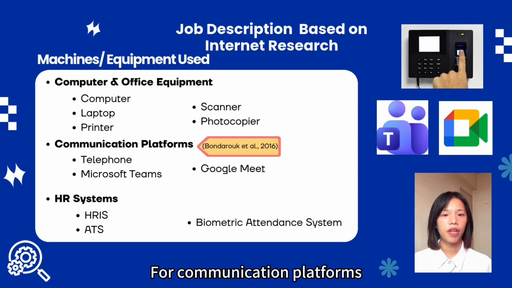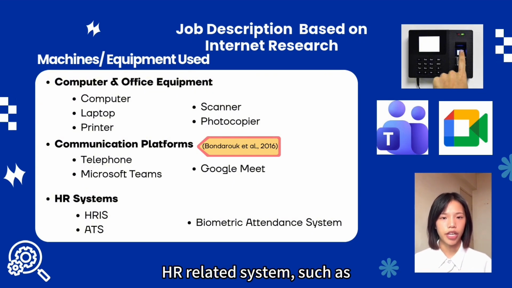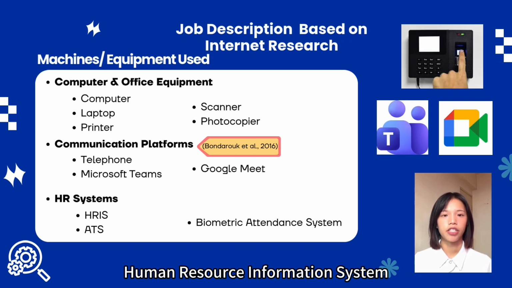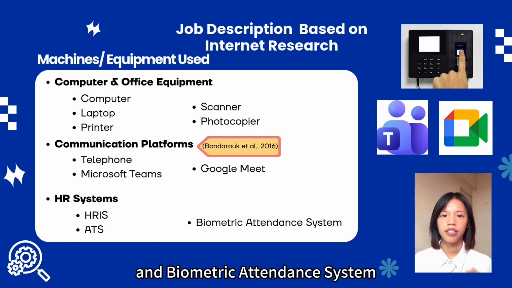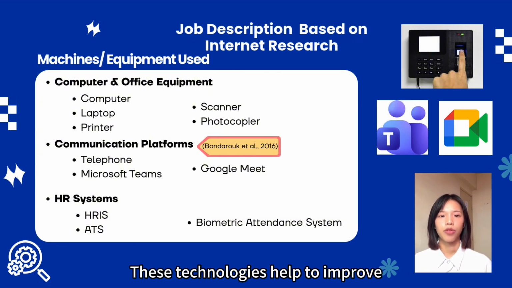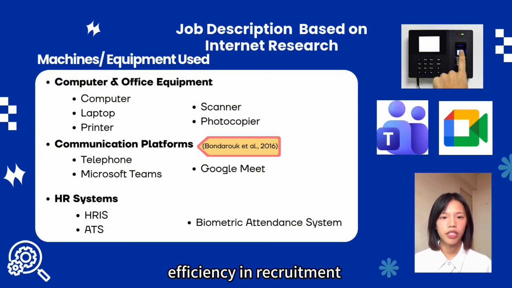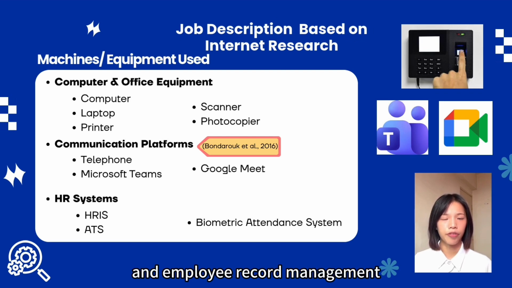For communication, platforms such as Microsoft Teams and Google Meet are commonly used. HR officers also use HR-related systems such as Human Resource Information System, Applicant Tracking System, and Biometric Attendance System. This technology helps to improve efficiency in recruitment, payroll management, attendance monitoring, and employee record management.